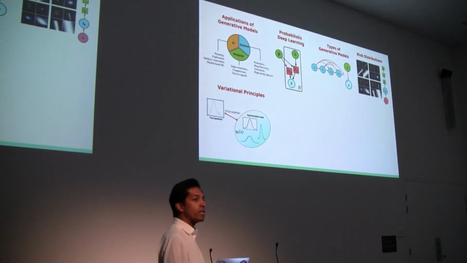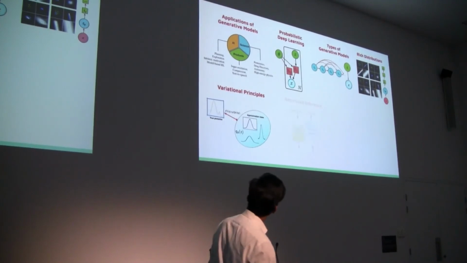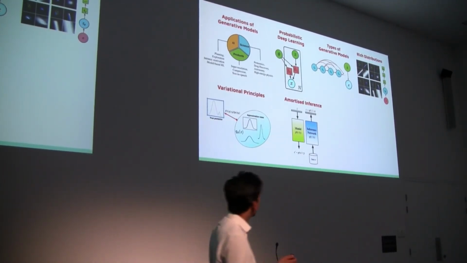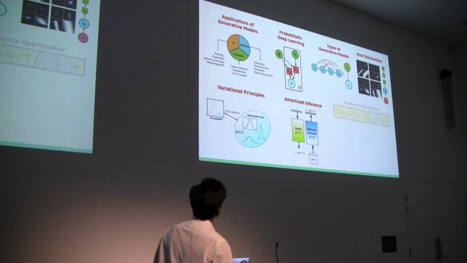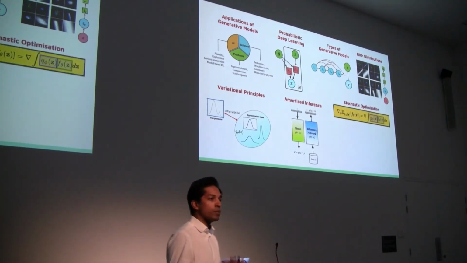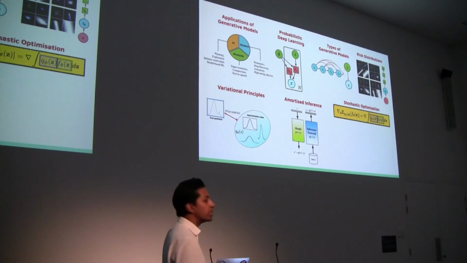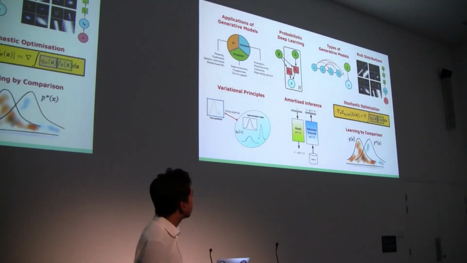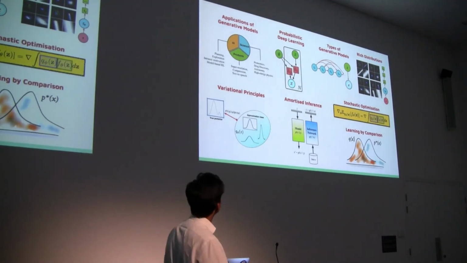We then spoke about building richer distributions through various ways, in particular normalizing flows. We spoke also about amortized inference as a way of scaling up our inference to large data sets. We spoke about stochastic optimization and different kinds of ways of building gradient estimators. And then we spoke about a different principle for learning, which is learning by comparison.